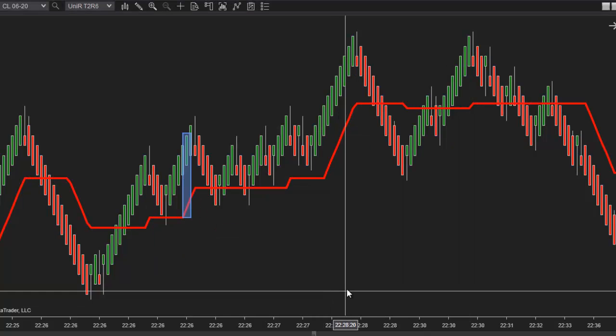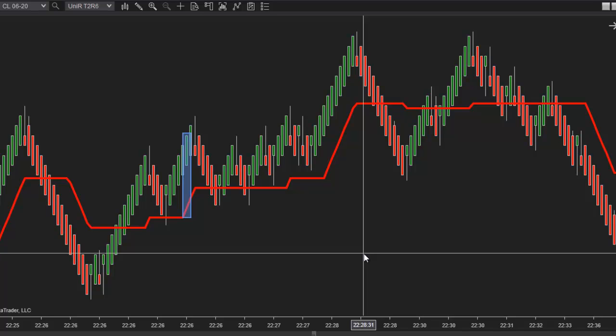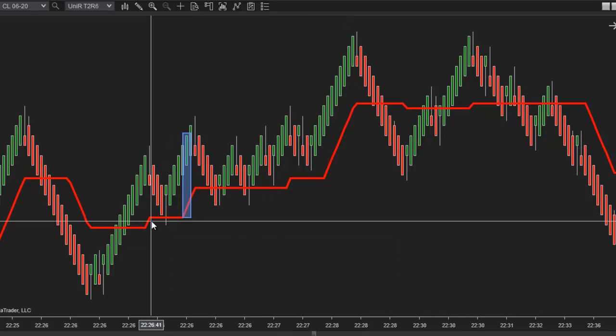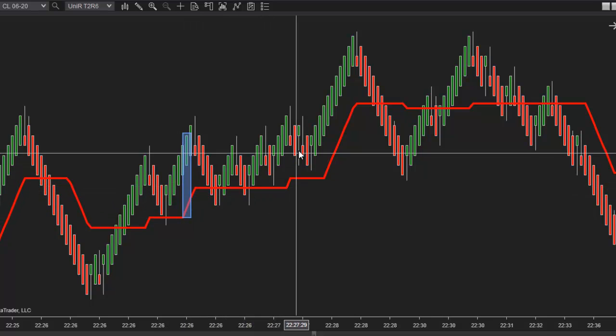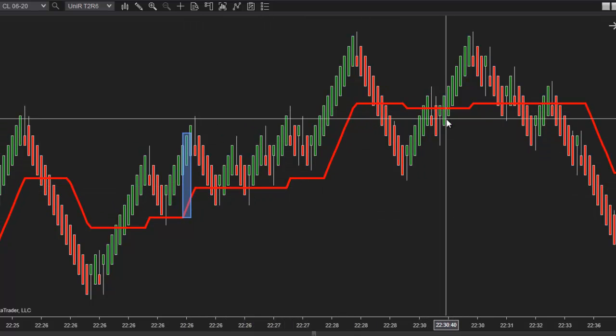Alright, now that's all we needed for this style of trading. So if the market makes steps up, that's a long. If it starts making steps down, that's a short.